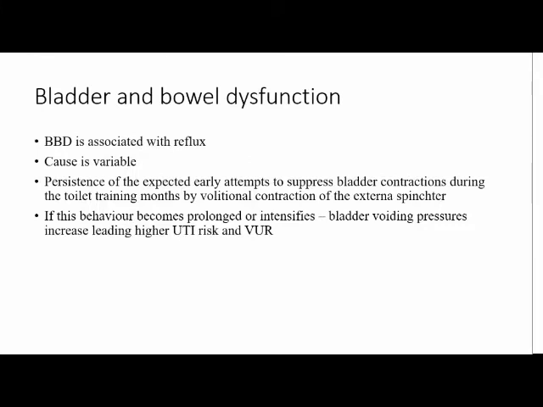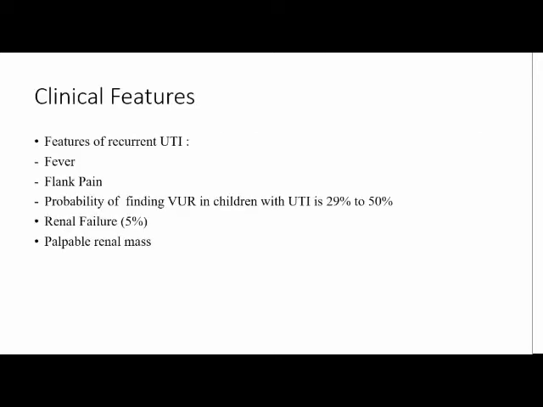Coming to the bladder bowel dysfunction, it is usually associated with VUR. The cause is variable. It is the persistence of the expected early attempts to suppress bladder contraction during the toilet training months by voluntary contraction of the external sphincter. If this behavior becomes prolonged or intensified, the bladder voiding pressure increases, leading to a higher risk of UTI. This is associated with a higher incidence of UTI while on antibiotic prophylaxis, as well as less VUR resolution at 24 months from diagnosis and reduced success of endoscopic surgeries.